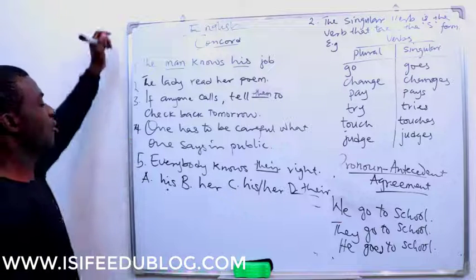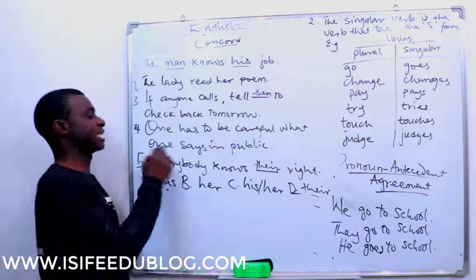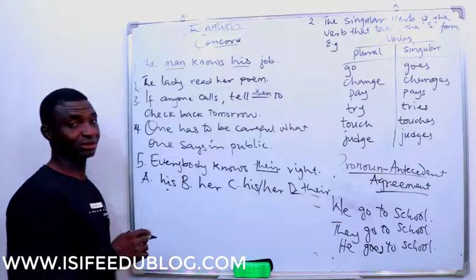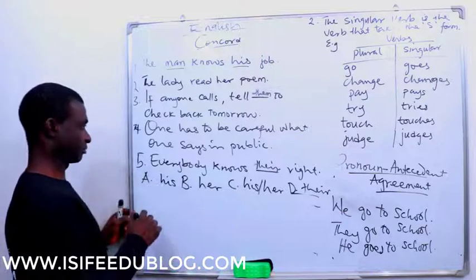Look at number 4. One has to be careful what one says in public. One is usually the antecedent of one.